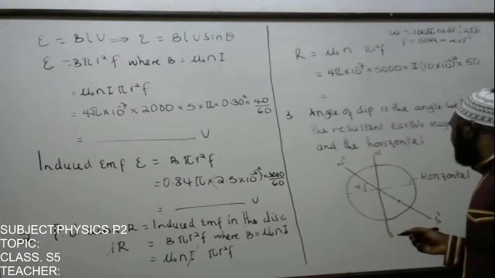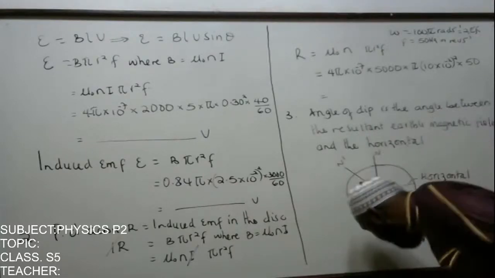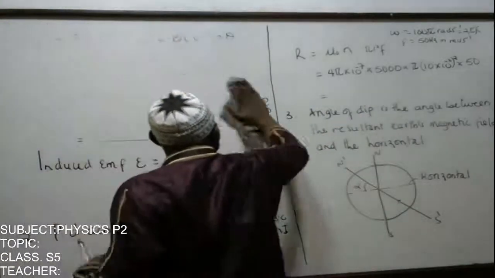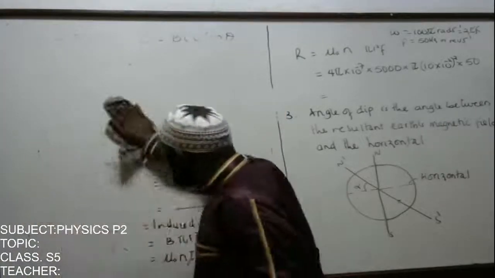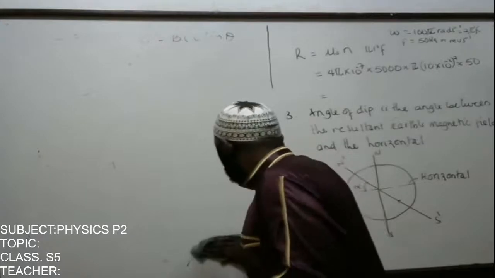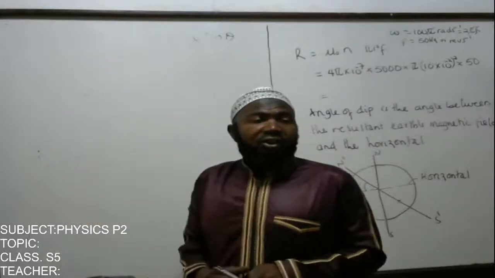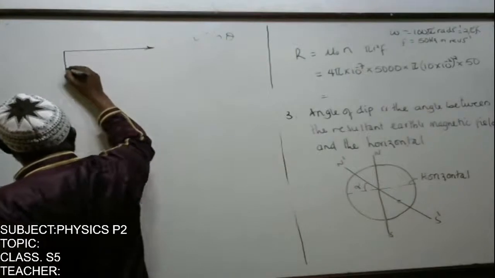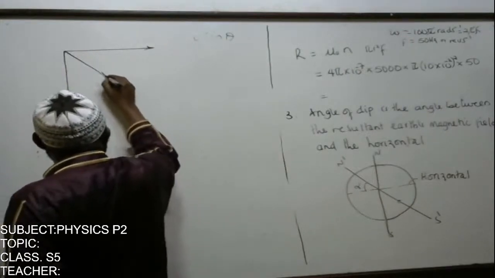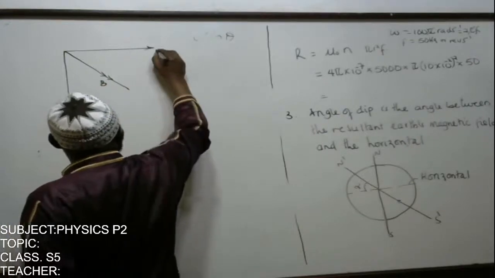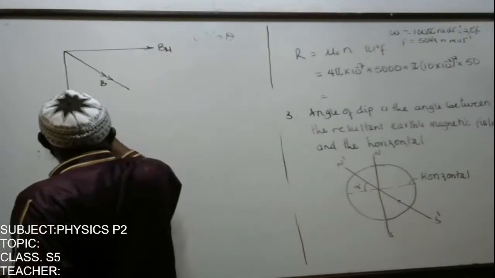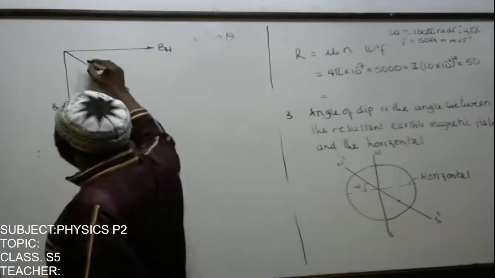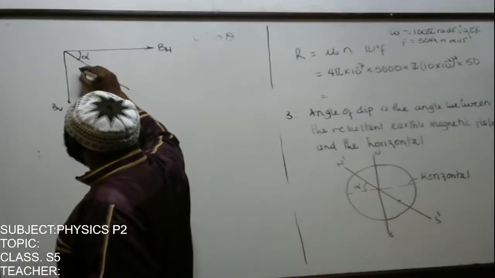So that means in the Earth's field, the resultant Earth's flux density is a hypotenuse that has two components. It has the horizontal component and the vertical component. So that means if this is the resultant Earth's field, it has two components: the horizontal component of the resultant Earth's magnetic field and the vertical component of the Earth's magnetic field. So the angle it makes with the horizontal is what we call the angle of dip.